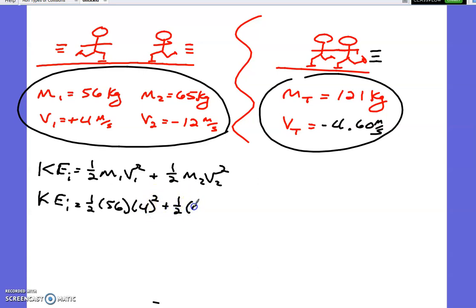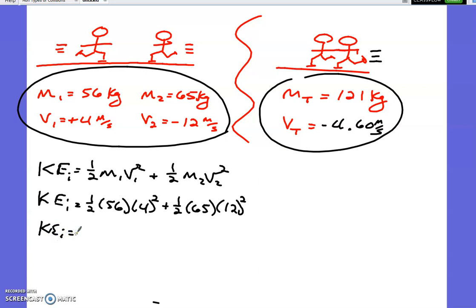Plus 1/2 times 65. Now this here in the kinetic energy is actually a speed, not a velocity. So the speed of the second skater is simply 12. If by accident I put in the negative 12, it's not going to make a difference because since it's squared, it's going to become a positive anyway. But technically, because this is a speed, we don't put the negatives in, because speed has no direction.